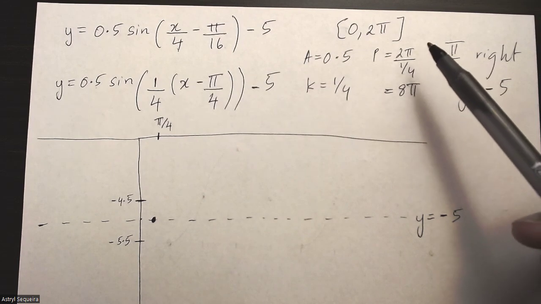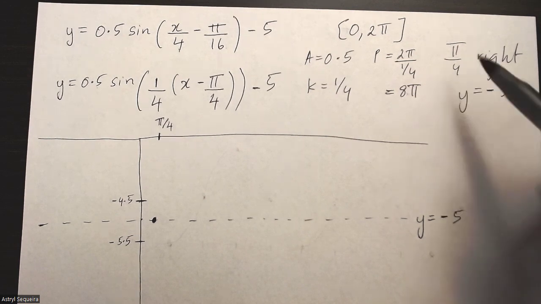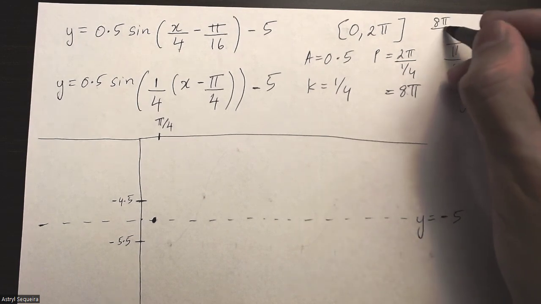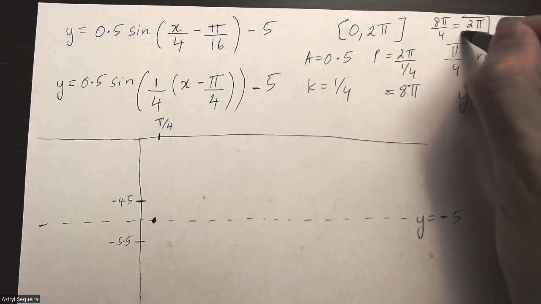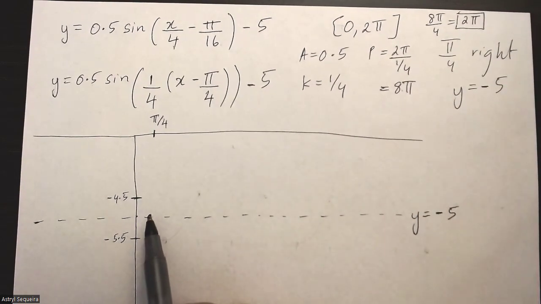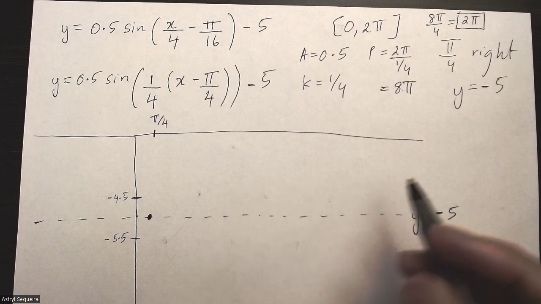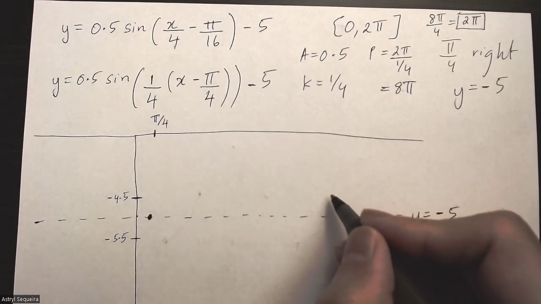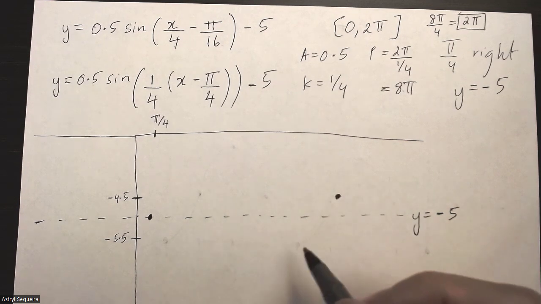Now, I want to find my next key point. So I'm going to take 8 pi and divide it by 4 to find the gap between key points, and that's just going to be 2 pi. So from one key point to the next, it's going to be 2 pi. So for a positive sine wave, I go from the axis till the maximum from one first key point to the next. This is pi over 4. 2 pi is going to be somewhere all the way over here because it's 8 times the distance.